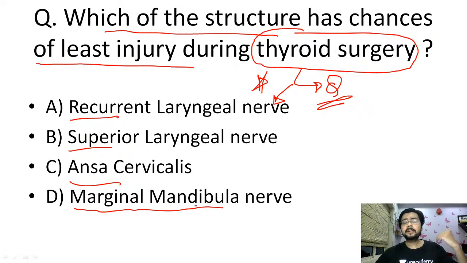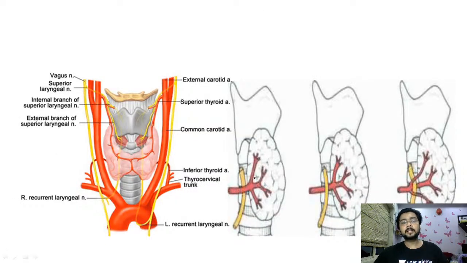So if I ask you, can you tell me the answer? Yes. So the answer here is marginal mandibular nerve. Now why am I saying this? We had to go through the anatomy, because if you don't know the anatomy, you will not be able to solve the future questions they are going to ask from this topic.